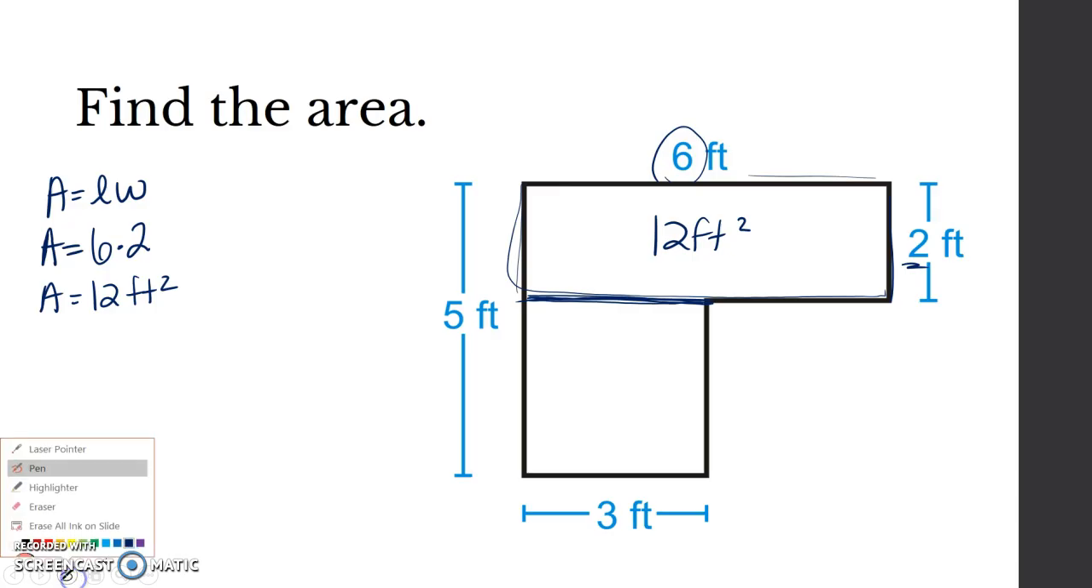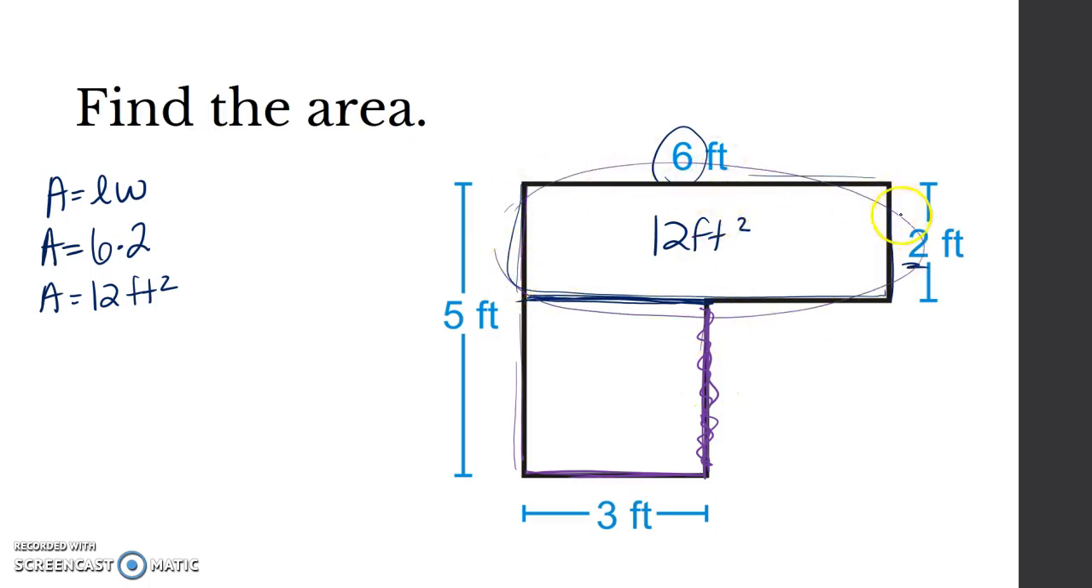Now I have to find the area of this smaller shape. So I'm given that the width of it is 3 feet. I need to figure out how long this side length is here, where that wiggly line is. Now I know the entire height from very top to very bottom is 5 feet, but I don't know how much is this side here. So if I'm going back to my rectangle that I just found the area of, I know this right-hand side is 2 feet, so this left-hand side also has to be 2 feet.